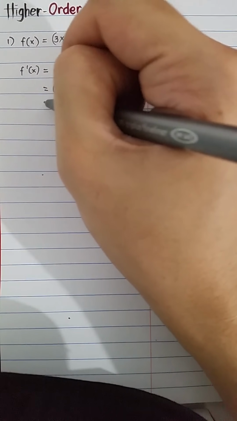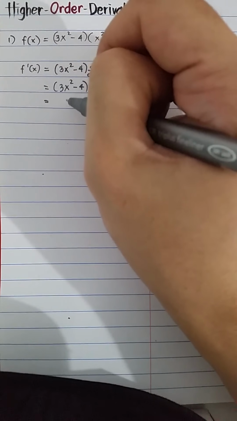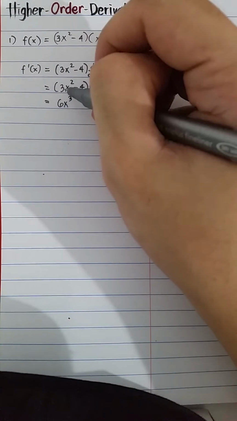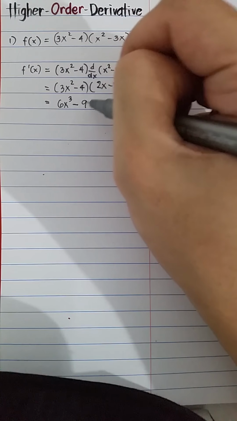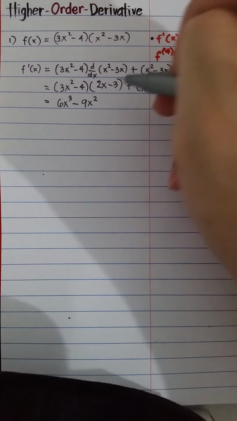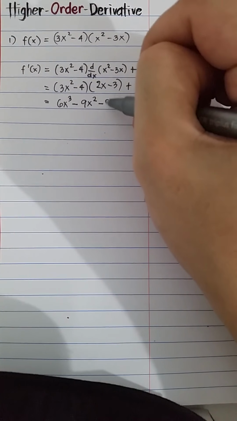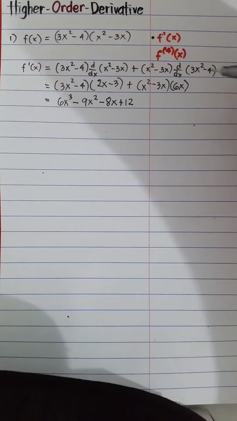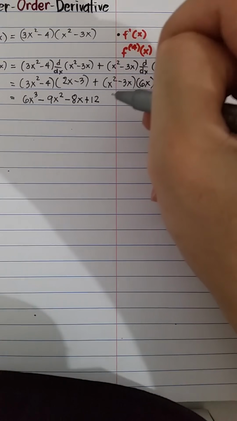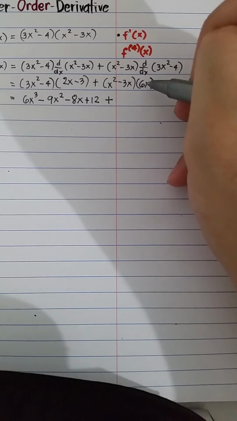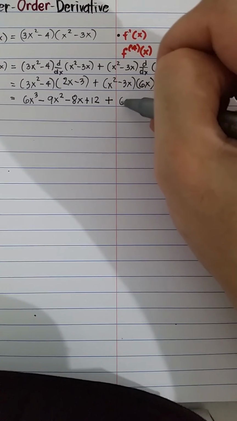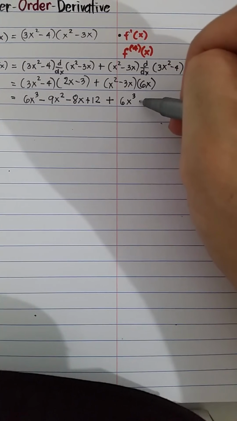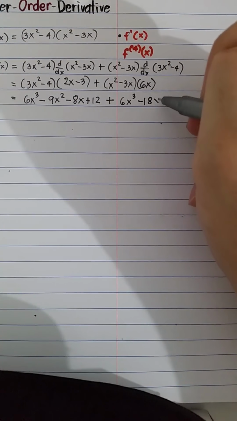And then we multiply. This is 6x cubed, and then this is negative 9x squared, negative 8, and then this is positive 12. Same thing here. Distribute 6x times this: it is 6x cubed and negative 18x squared.